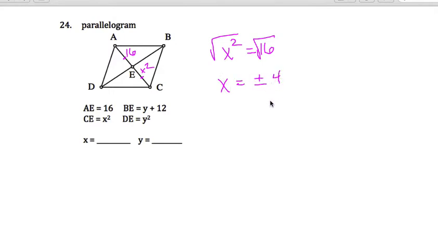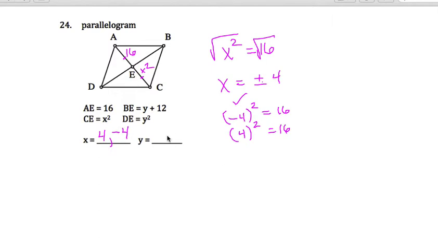Now you might be very quick to say that negative 4 doesn't make any sense because you can't have a negative length. But remember, x is the value being squared. So we check it. Negative 4 squared is 16. It works. Positive 4 squared is 16. It works because this length is represented by that number squared. So since both numbers check for the property of that parallelogram, both of them are valid answers, 4 and negative 4.